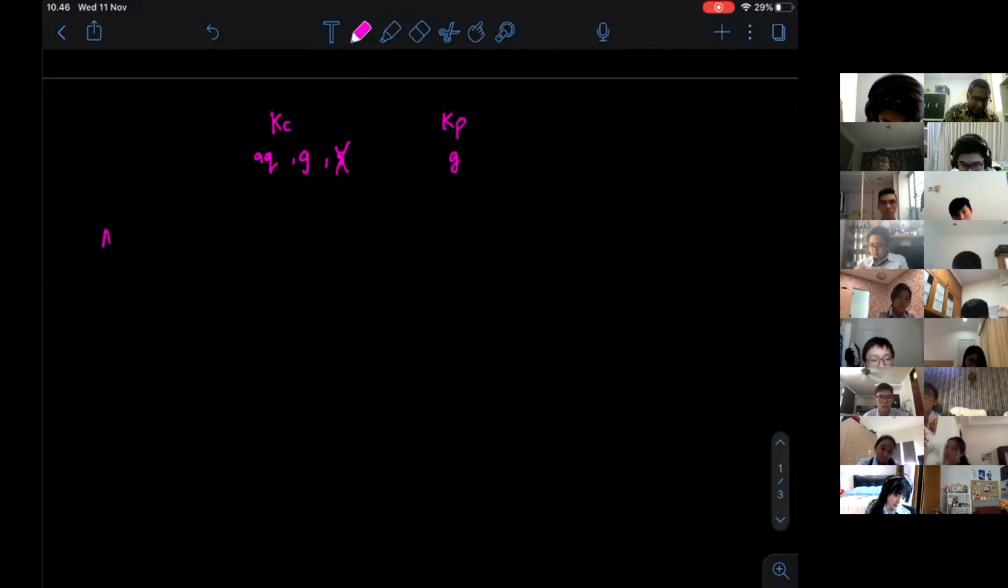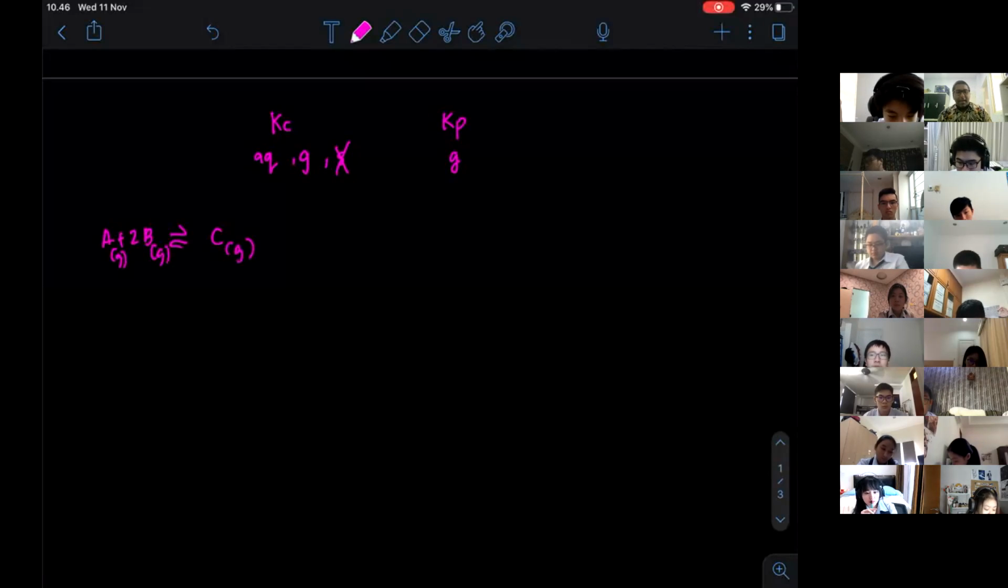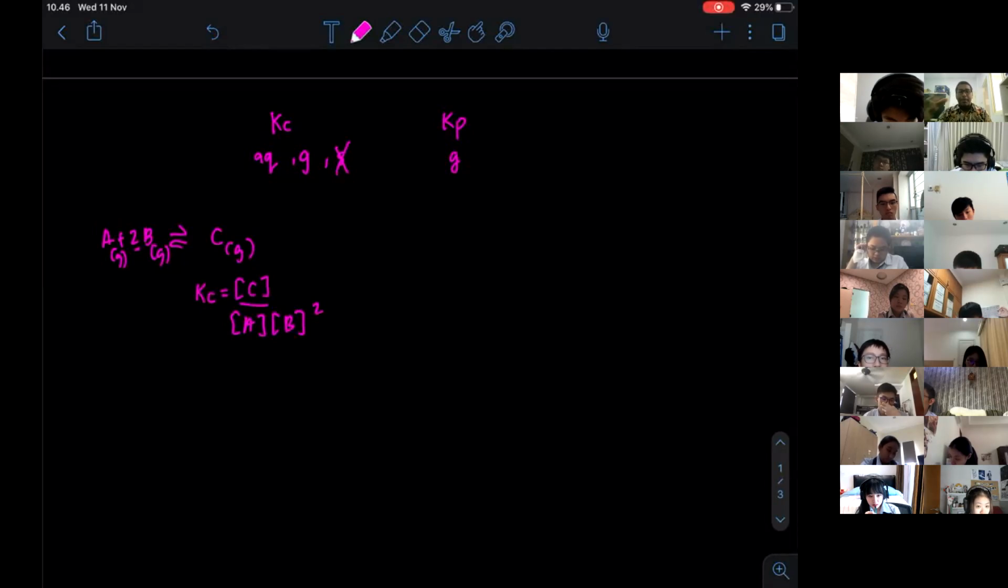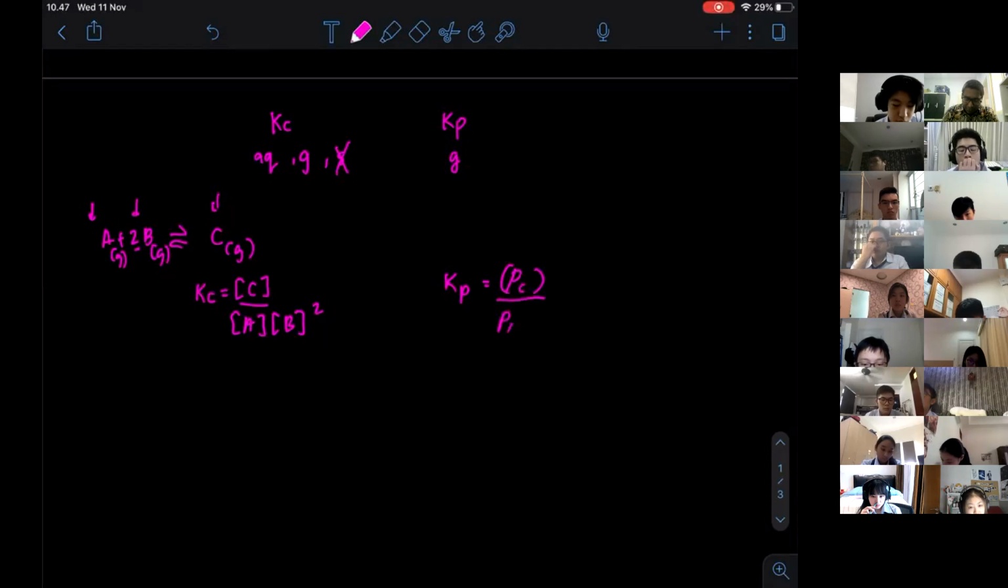Let's say I'm dealing with A plus 2B to give you C, and all of these are gas. I can express this using Kc. How do I express using Kc? Kc is the concentration of C divided by the concentration of A, times the concentration of B to the power of 2. So this is how I express that: the concentration of products divided by reactants, to the power of the stoichiometric ratio. If I want to represent this same equation using Kp, as they are all gases, I will write the partial pressure of C to the power of 1, divided by the partial pressure of A times the partial pressure of B to the power of 2. So do remember, you can express them using these.